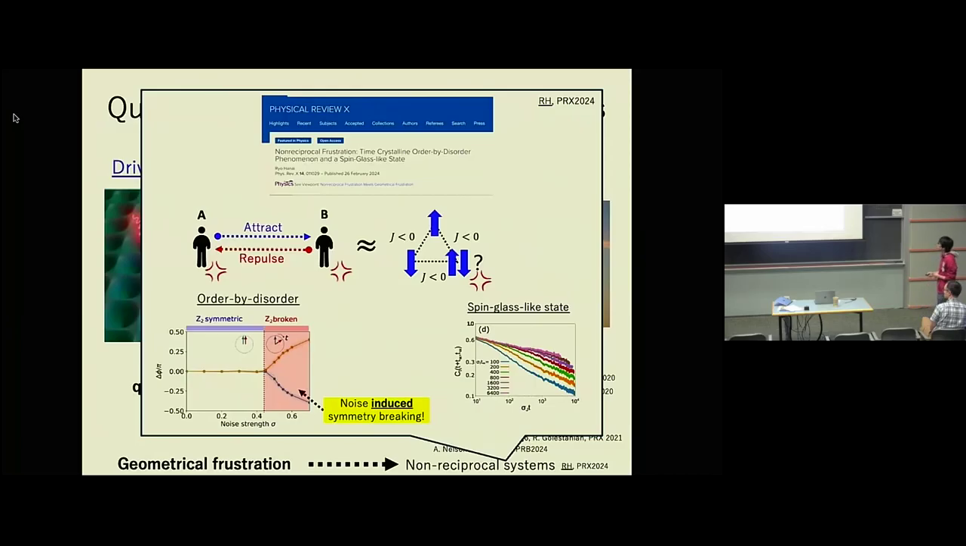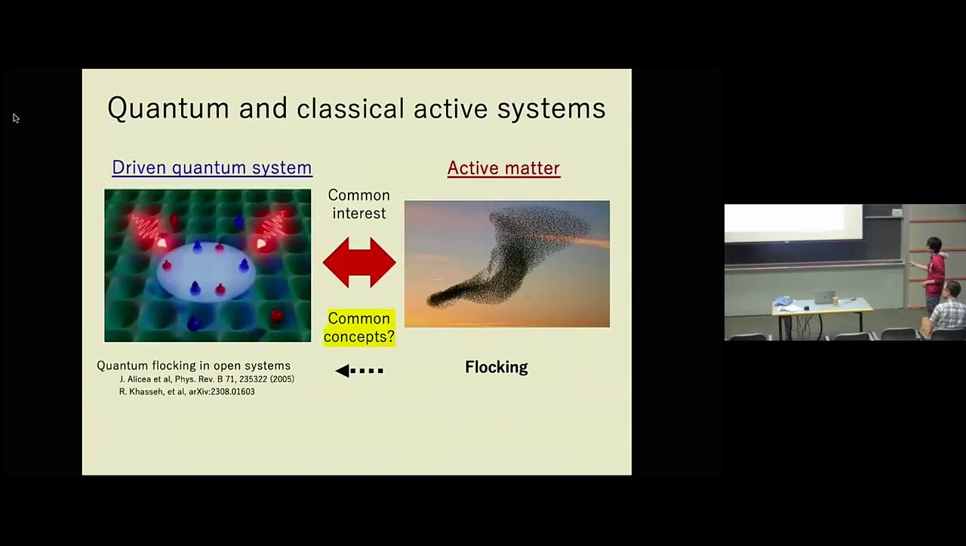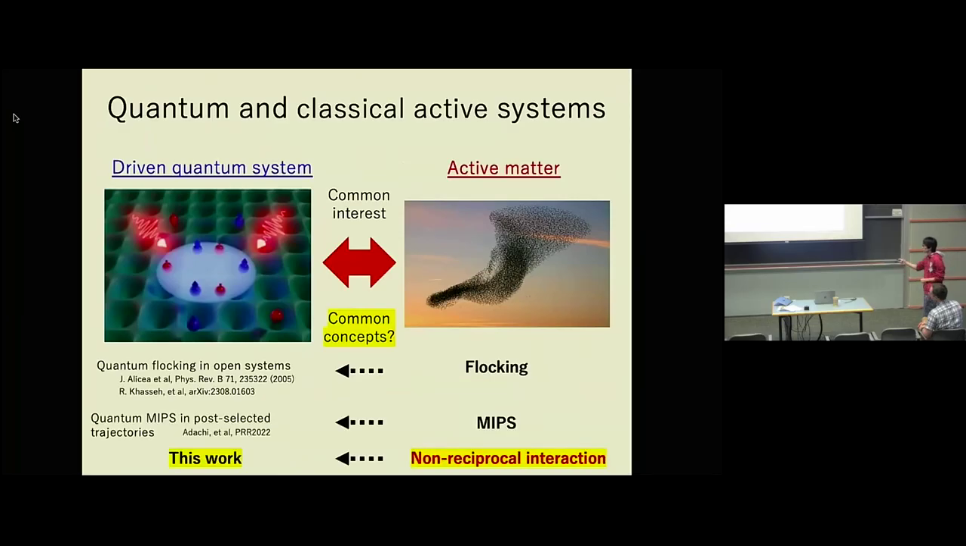Okay, that was from quantum to active, but people have been looking at active to quantum systems too, where a quantum analog of clogging and MIPS has been considered very recently. But this work is about using the concept of active matter to introduce non-reciprocal interaction to quantum systems. So that's my introduction to the quantum systems, and that's my mindset for this work.